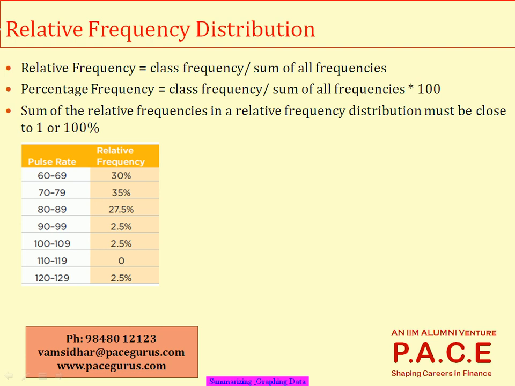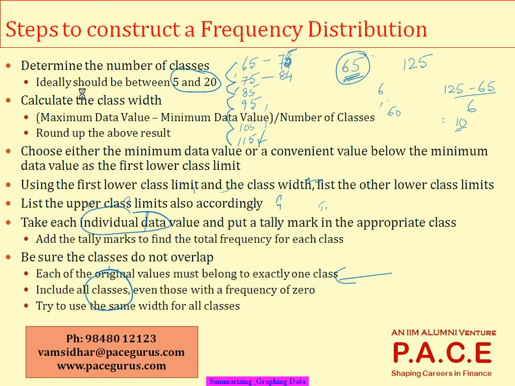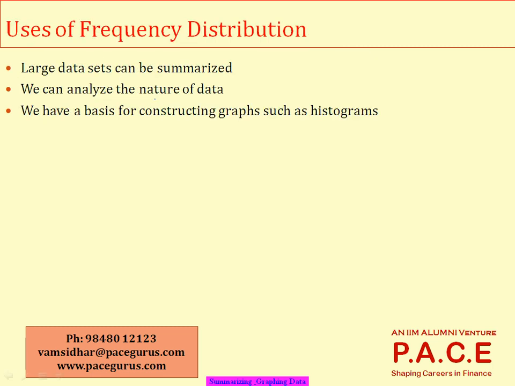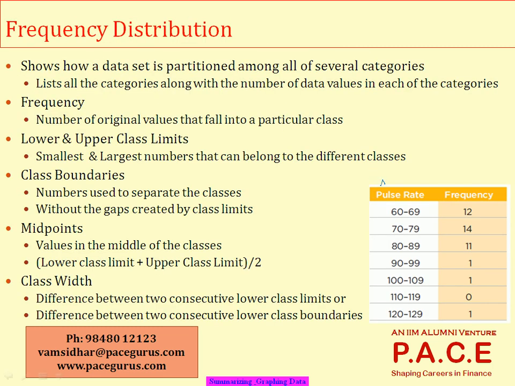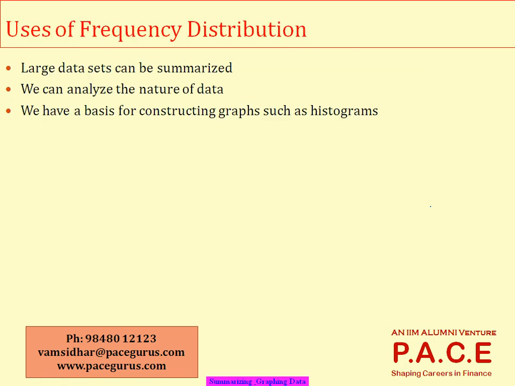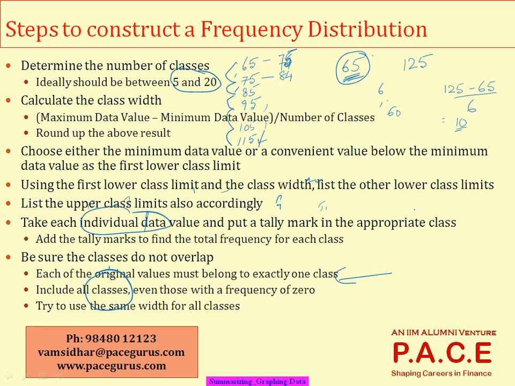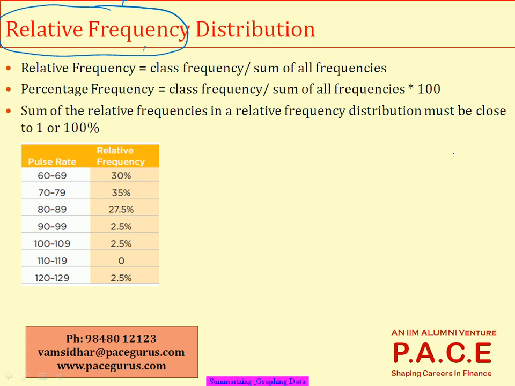Then along with the frequency distribution, people use another term called relative frequency, which is nothing but, instead of expressing the frequency in absolute count numbers, like in this particular table, where the frequency is specified as 12 people, 14 people, sometimes people express the frequency in a percentage form. That is what we call relative frequency.